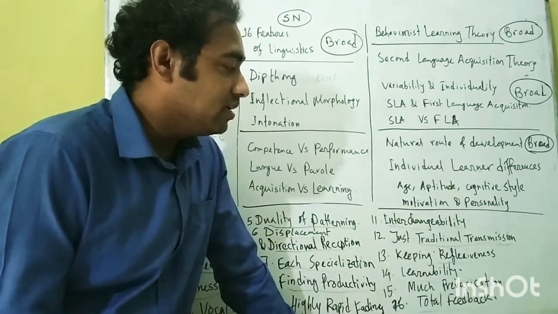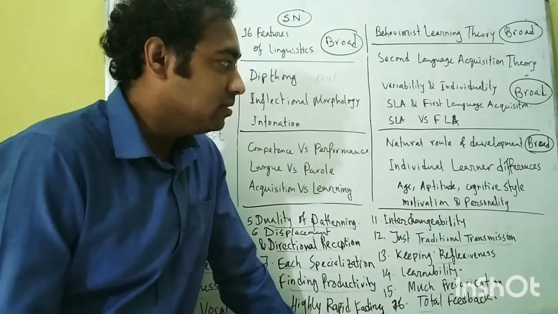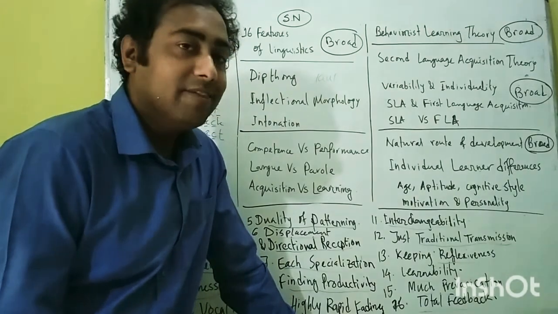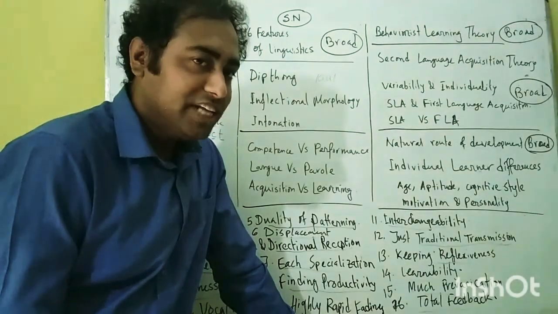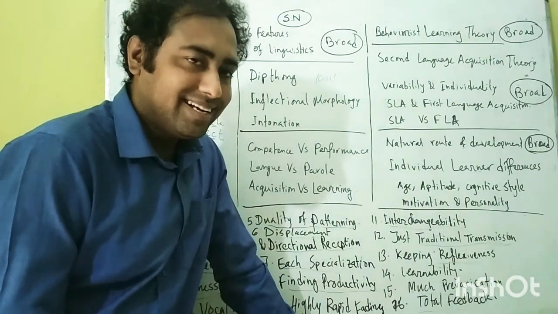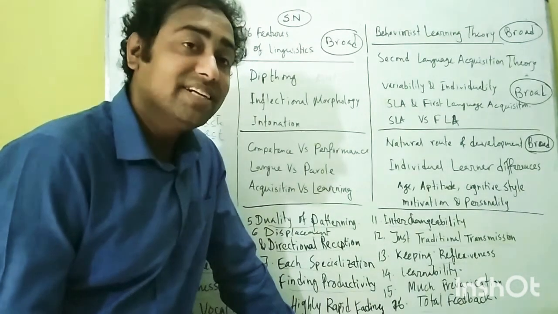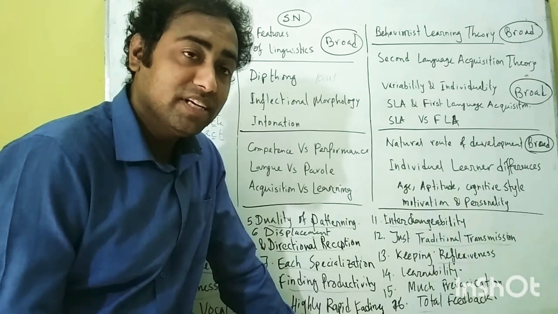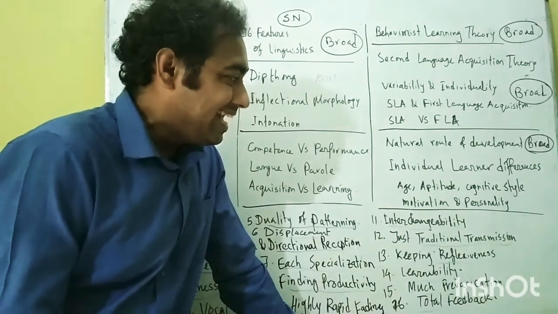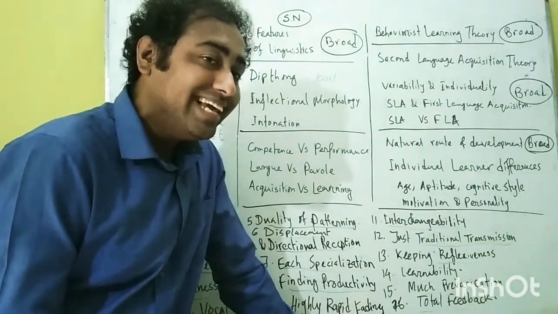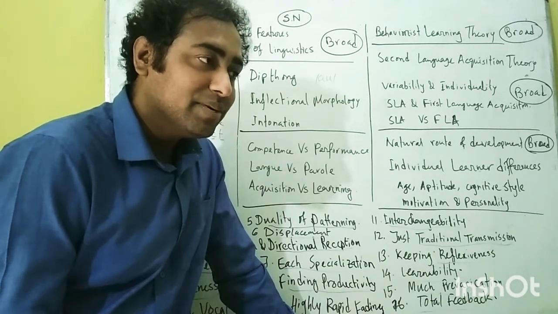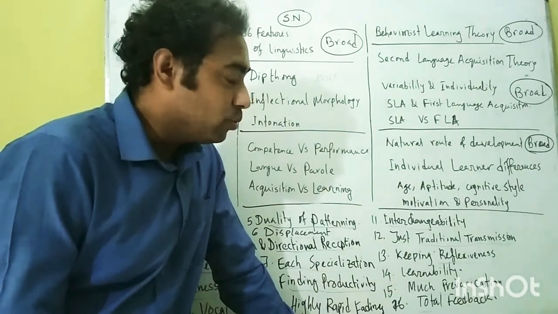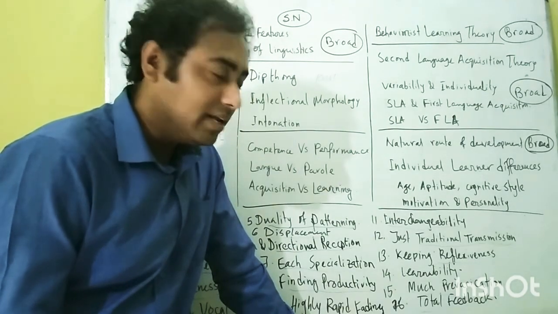Then individual learner differences, this is another question which could be very important. There are 5 factors according to Rod Ellis. Age means level of maturity, understanding and experience, and relevant schema. It means what type of experience you gathered from the past. Aptitude, a specific skill. Suppose somebody is good at reading, somebody is good at writing, somebody is good at understanding the concept, somebody is good at explaining the concept. So what kind of skill you have in developing the language?